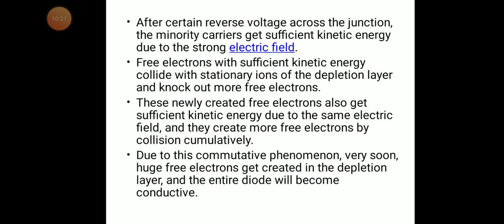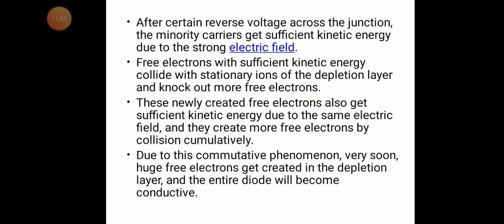After a certain reverse voltage across the junction, the minority carriers get sufficient kinetic energy. What happens? They get sufficient kinetic energy due to the strong electric field. What is the meaning? If we increase the reverse bias at the junction, because of this strong electric field at the junction, the minority charge carriers get a handsome amount of kinetic energy.